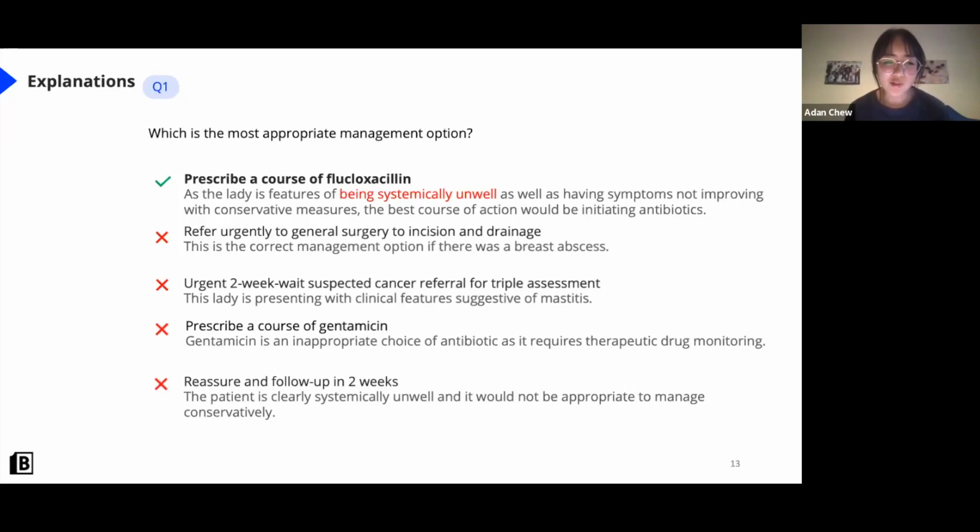Prescribing a course of gentamicin: gentamicin is not an appropriate choice because it's a nasty drug to prescribe. You have to write up all sorts of charts, lots of paperwork, and it requires bloods to be taken to monitor someone placed on a course of gentamicin, and it doesn't cover the organisms that we want it to cover. Reassurance: because the patient is clearly unwell and worsening, and the conservative measures before aren't helping, it wouldn't be appropriate to manage the patient conservatively.